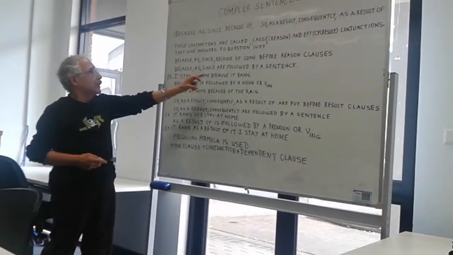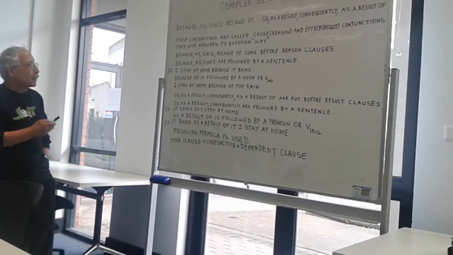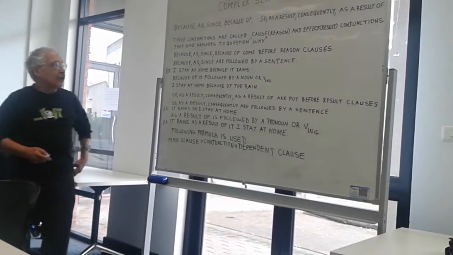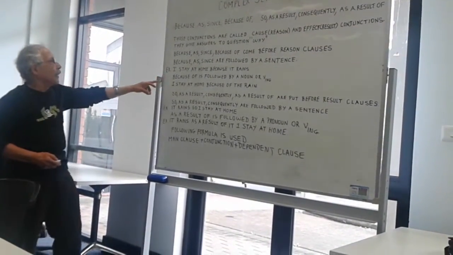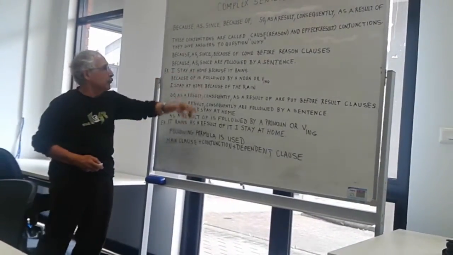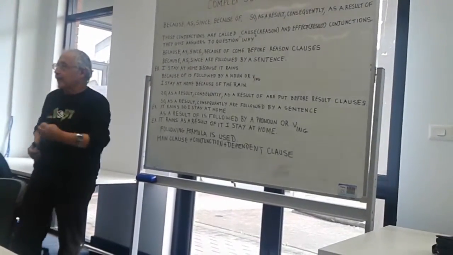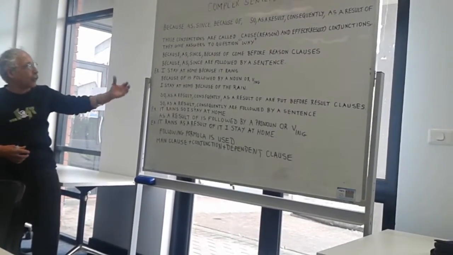Because, as, since are followed by a sentence. Because of is followed by a noun or the ing form of the main verb. Examples are here. I stay at home. This is the main clause. It gives us the full meaning. When we look at that, we can understand what it means, what is going on there.